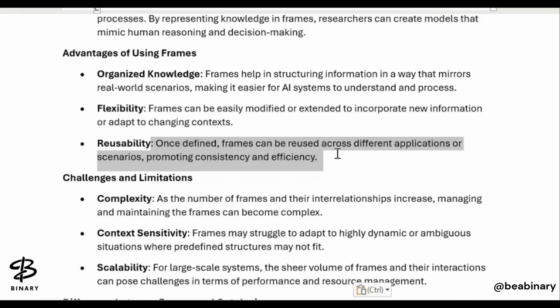So here we are talking about the various functions or modules. Once defined, a particular module can be reused across different applications or scenarios, promoting consistency and efficiency. So these are the three main advantages of using a frame. And now, complexity, context sensitivity and scalability are the limitations or challenges under frame-based systems.